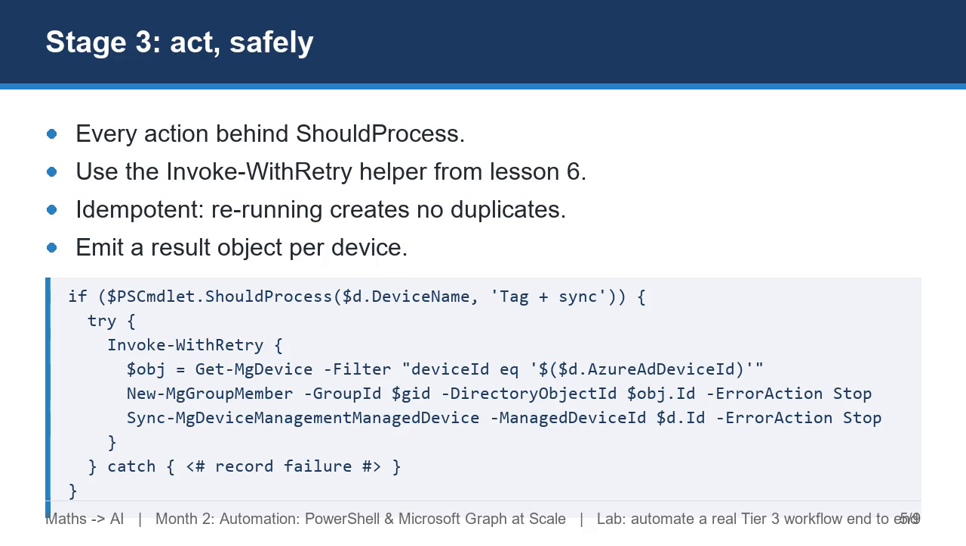Stage 3 is where you act, and this is where all the safety lives. Every action goes behind $PSCmdlet.ShouldProcess so you get a -WhatIf dry run. Wrap the Graph calls in the Invoke-WithRetry helper from lesson 6 so transient failures and throttling are handled. Make it idempotent, so adding a device already in the group and syncing again causes no harm. And emit a result object per device, recording whether it was remediated or failed and why. Catch errors per device so one bad device does not abort the whole run.